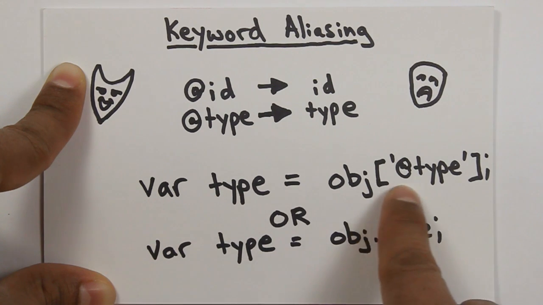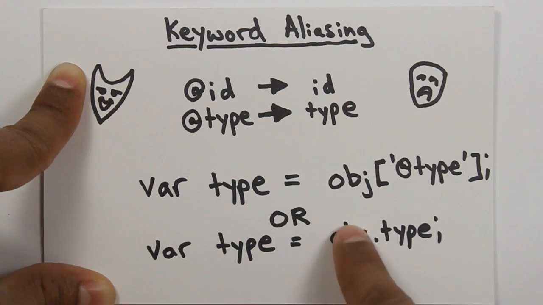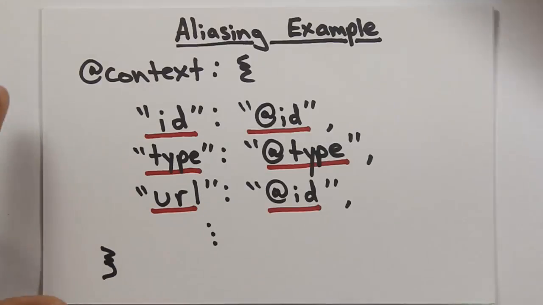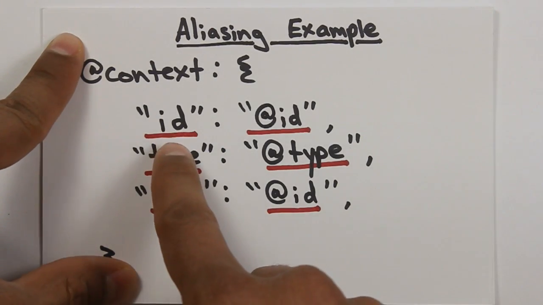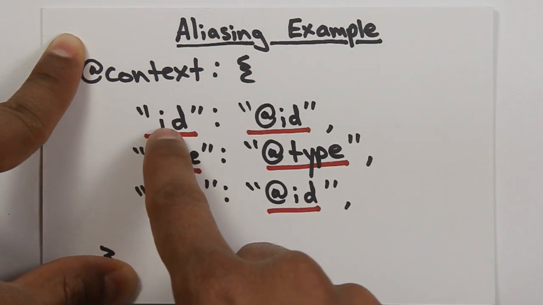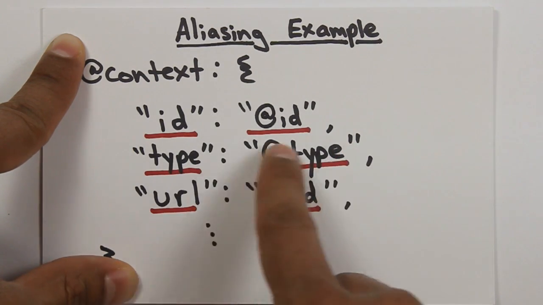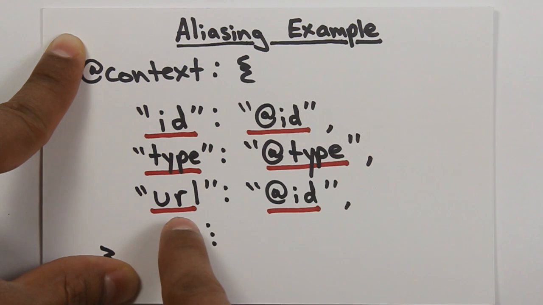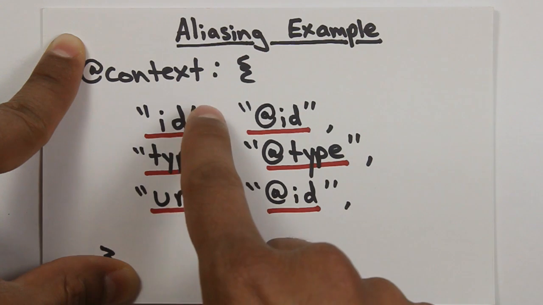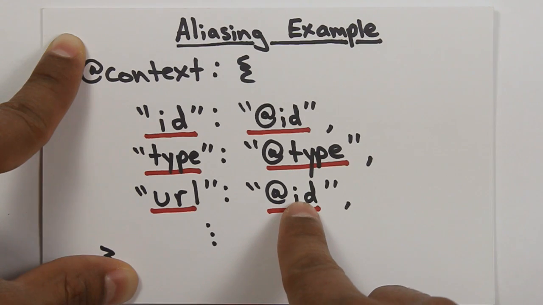So instead of having to get at your type information like this using the square bracket syntax, you can just use standard JavaScript dot notation to get at it. And here's basically how you do that. All you have to do is create a mapping in the context between the value that you want to alias and the JSON-LD keyword. So if you wanted to use id instead of @id, we'd do this line. If we wanted to use type instead of @type, we'd use this line. And if we wanted to use url, or we had data that was coming in that had both id and url, we could alias both and set the JSON-LD id like that.